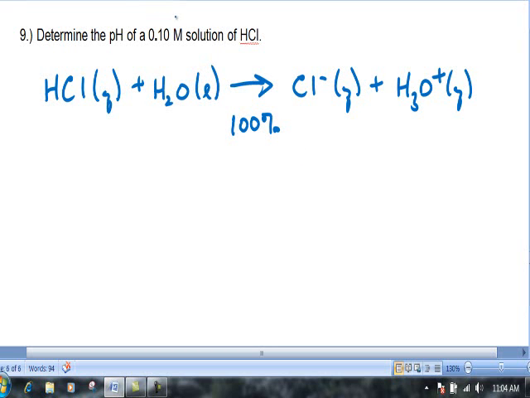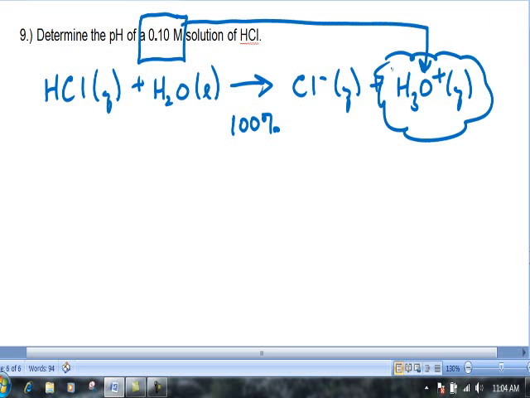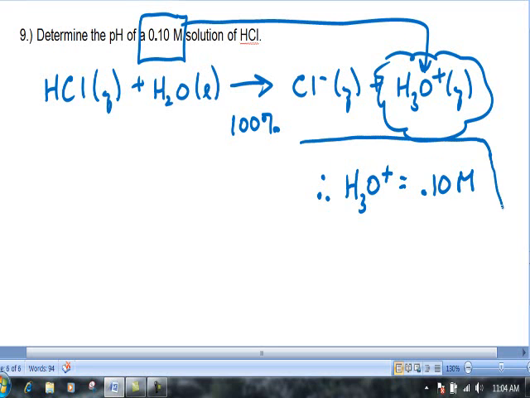Consequently, if we're given that the acid concentration is 0.10 molar, 100% of that turns into hydronium ions. So if we know for a strong acid that its concentration is 0.10 molar, that also gives us the hydronium concentration. Therefore, the hydronium concentration is the same as the strong acid concentration. So in this case, if the HCl is 0.10 molar, then the hydronium concentration is also 0.10 molar because all of the acid turns into hydronium ions.